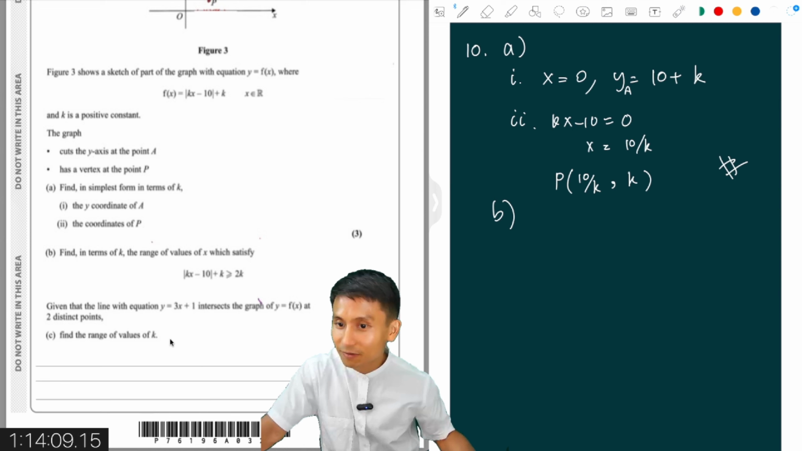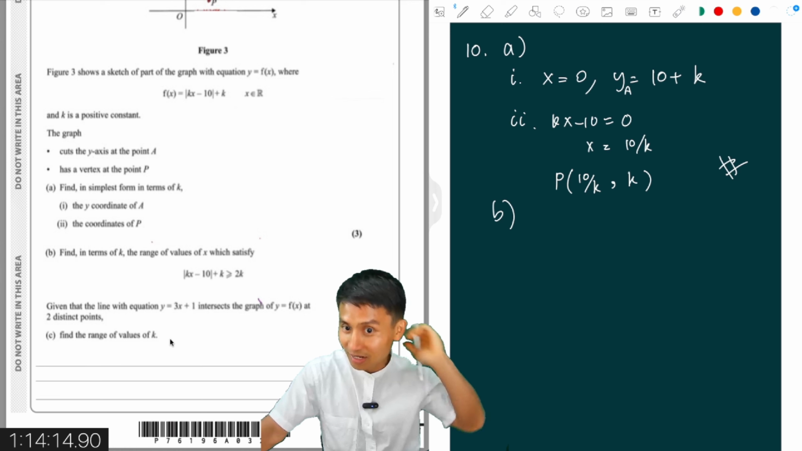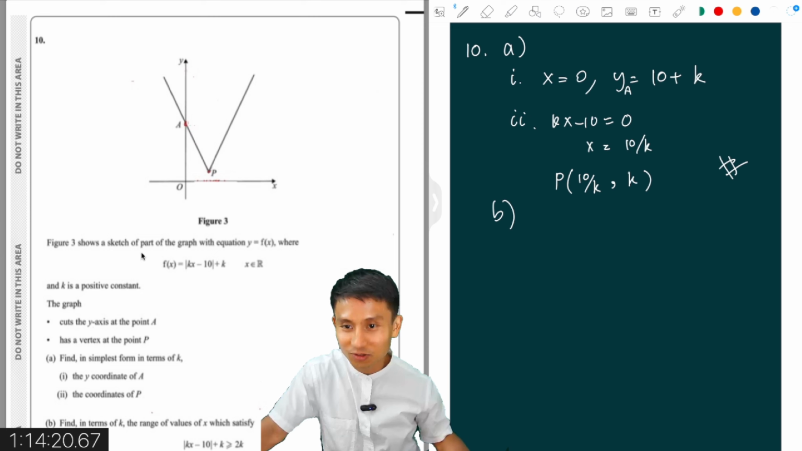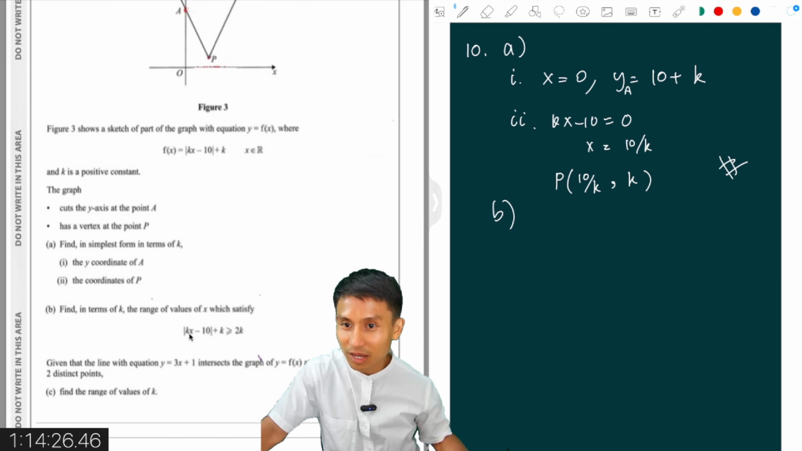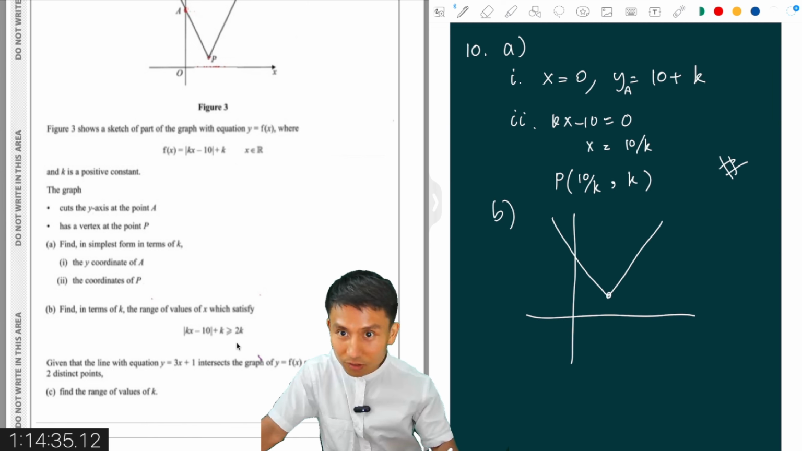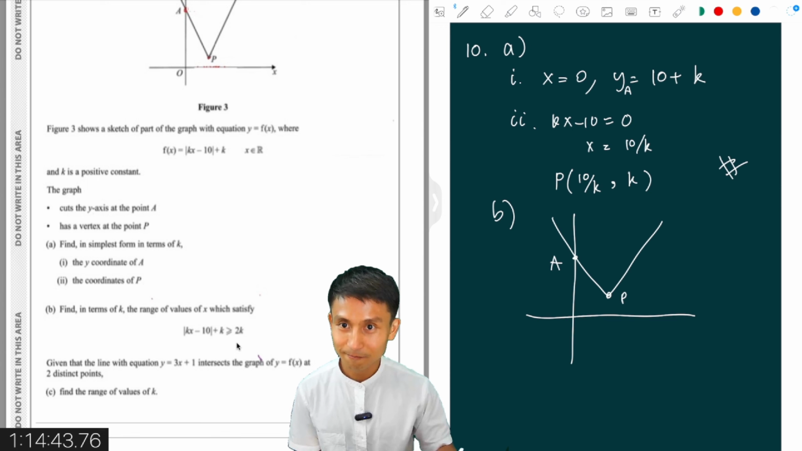B, find in terms of k the range of values of x which satisfy that inequality. Now, of course, guys, in P3, when you have the graph, you use the graph. I always say that, I think, every walkthrough. So here we have the modulus function on the left part, greater than the 2k. If I were to draw the shape quickly here, I would get that kind of shape. And this is somewhat |kx minus 10| plus k. Yeah, that's fine. And now we have another line 2k, which is a bit less steep.